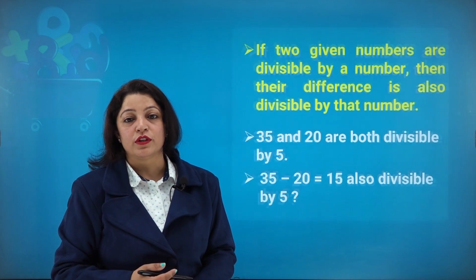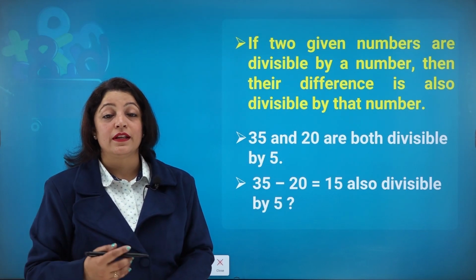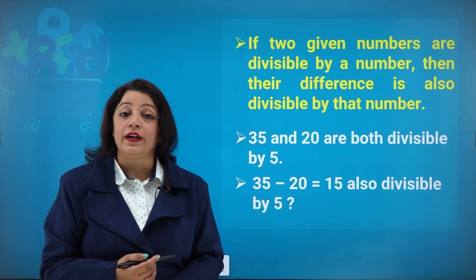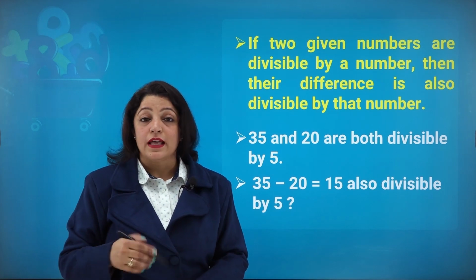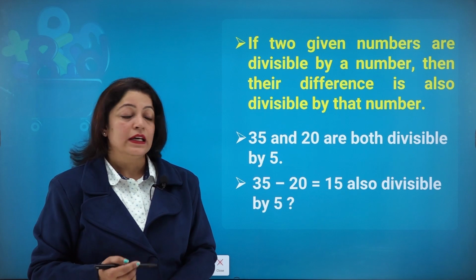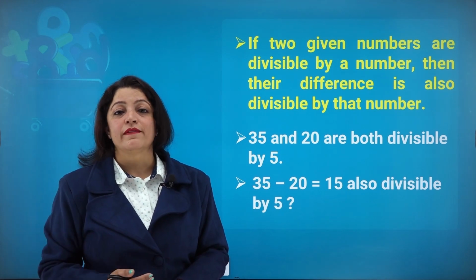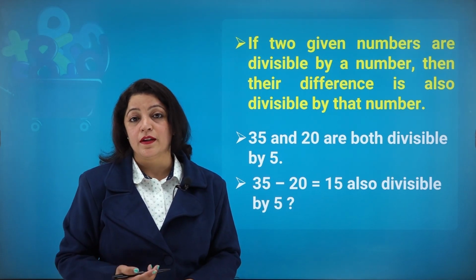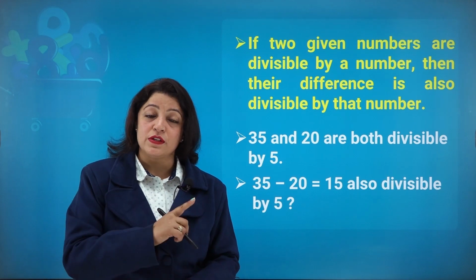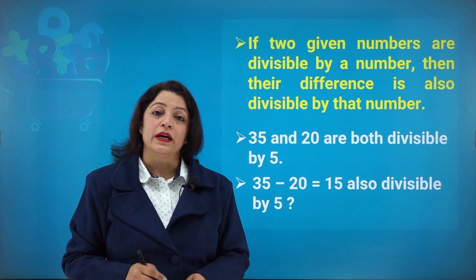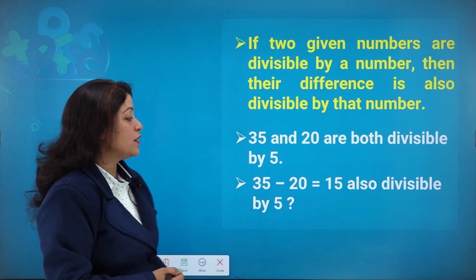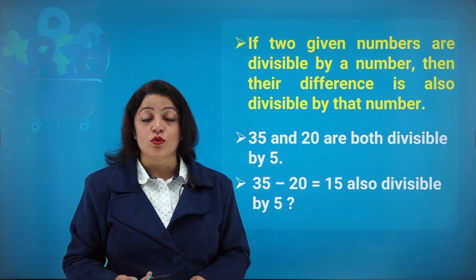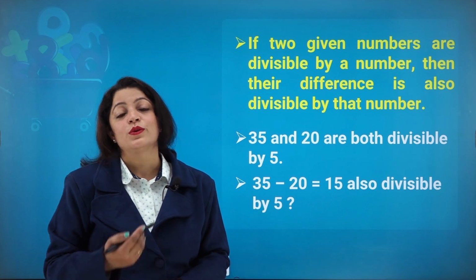Moving on to one more rule: if two given numbers are divisible by a number, then their difference is also divisible by that number. For example, if 35 and 20 are both divisible by 5, then the difference of 35 and 20, that is 15, will also be divisible by 5. In the previous rule we saw the sum, and here the difference. These are two important rules which you use in your prime factorization method also, right? We will be dealing with that in later segments.